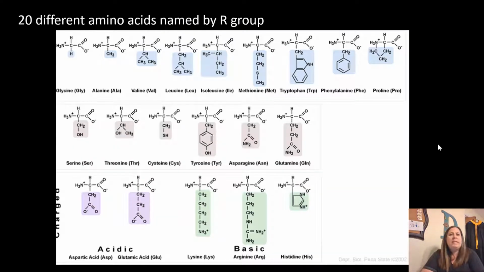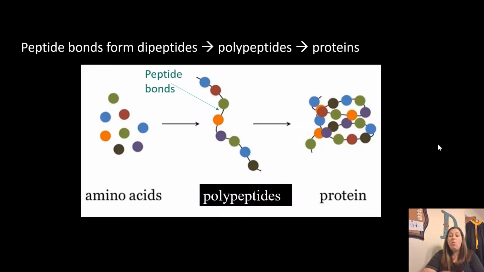So here are the 20 different amino acids. They do get named by that R group that's present, and the R groups are highlighted for you. Now again, I'm not going to ask you to memorize the 20 different amino acids, but I do want you to understand that they are different based on that R group. All of them have the amino group and the carboxyl group that are located on that central carbon. Now, these 20 different amino acids are going to be helpful in the whole formation of proteins.